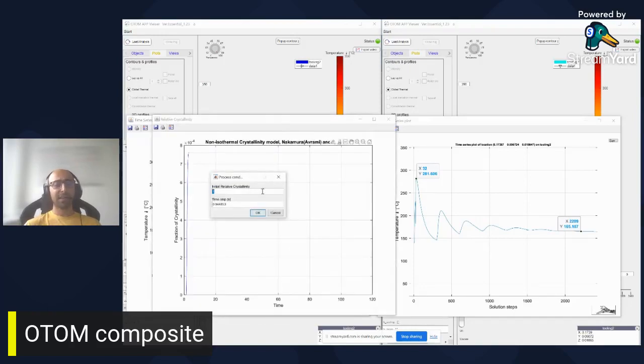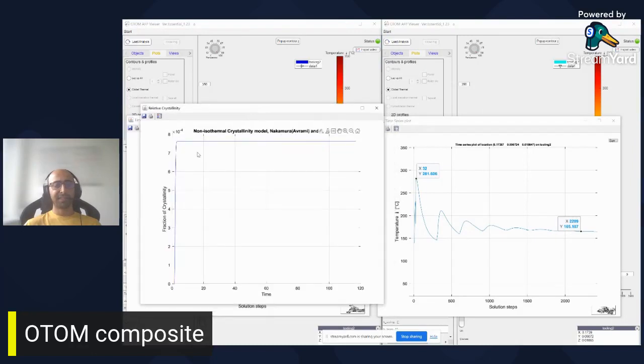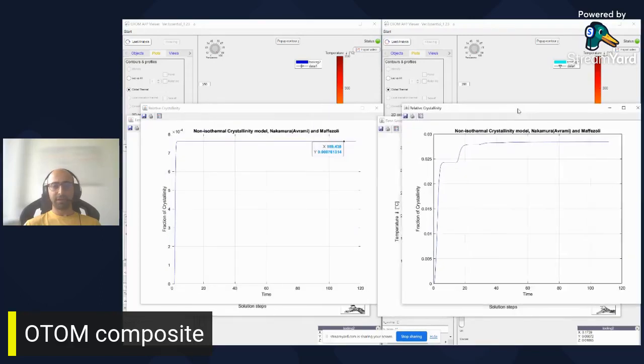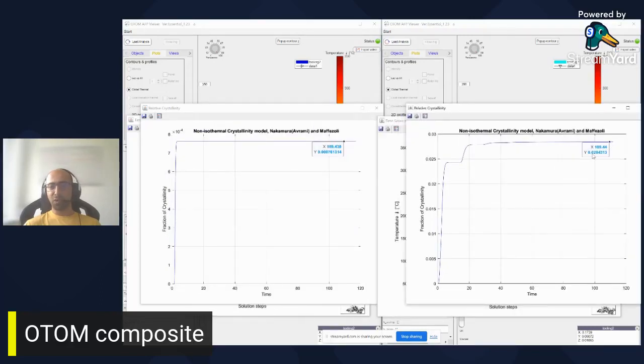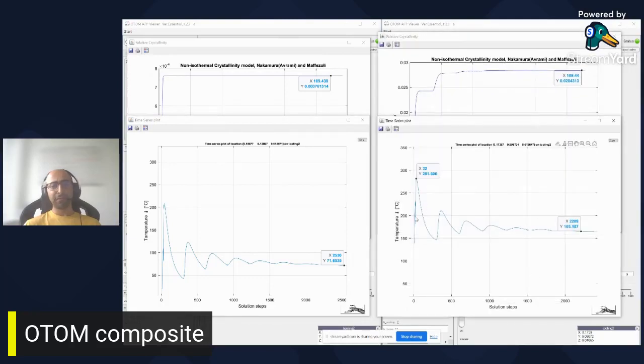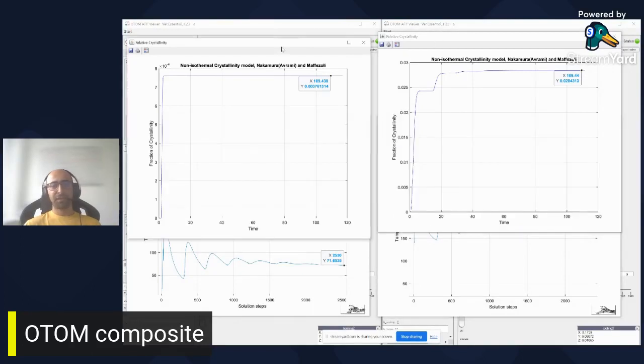So click on OK, and you will see that here we have almost 0 crystallinity. And for the right side, we got somewhere like this, which is 0.02, also very close to 0. The reason is that we were above the glass transition temperature for only a very small time. Here also we were a little bit more time above the glass transition temperature. So that's why the material did not have so much time for the crystallinity.